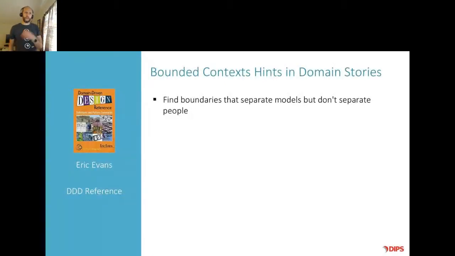So, what about domain stories? Do they provide any hints? Yes, they do. They specifically try to focus on boundaries that separate models but don't separate people. We still want our users to be able to navigate the system in a smooth way. We don't try to create any impediments for our users by defining separate models. So we want to separate models, but we don't want to separate people. Quite a challenge, but let's see how this turns out.